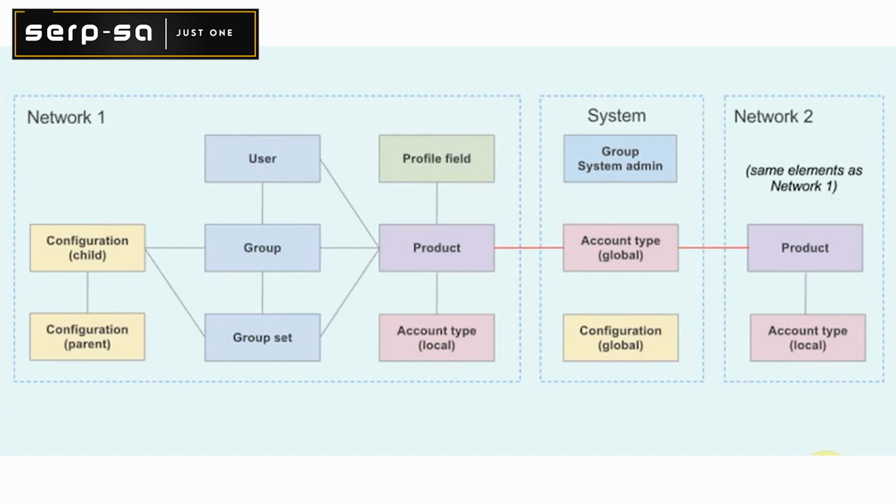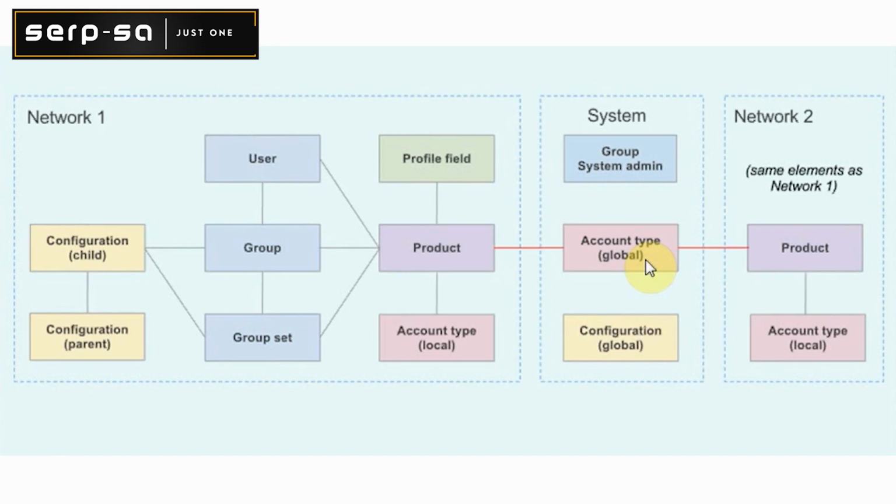A network can, however, be connected with other networks through the system. For example, in the system we can create one global account type which can be accessed by both networks. Now this is not possible yet, and all networks are completely independent.